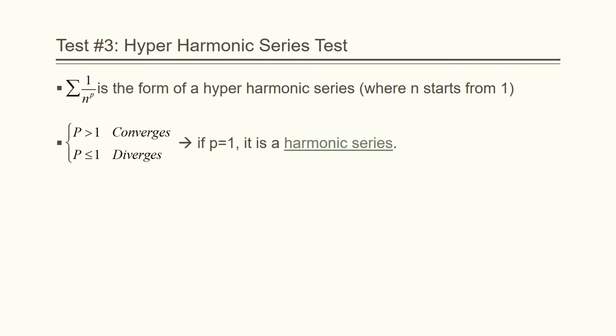Test number 3 is the hyperharmonic series test. This comes in the form of the series of 1 divided by n to the p, where n starts from 1. If p is greater than 1, then the series converges. And if p is less than or equal to 1, it diverges. If p equals 1, it is considered a harmonic series.